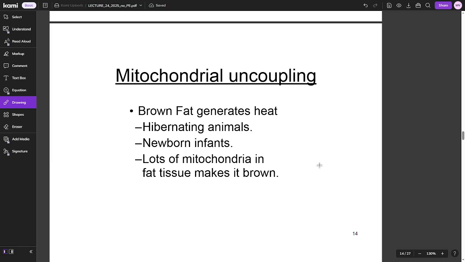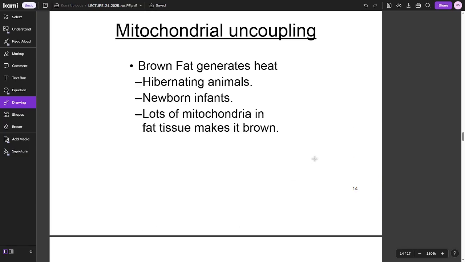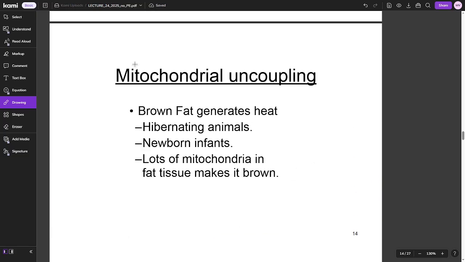So, mitochondrial uncoupling. There are some cells that are generally uncoupled to begin with. An example of this is brown fat. Brown fat cells actually use ATP synthase, but it's not quite as coupled as in another type of cell. Instead, they use that proton gradient to generate heat, and that heat keeps the animal warm. They have a ton of mitochondria, and that's what makes it brown. Mitochondria are generally brown, so if you have a ton of mitochondria, the tissue looks brown.